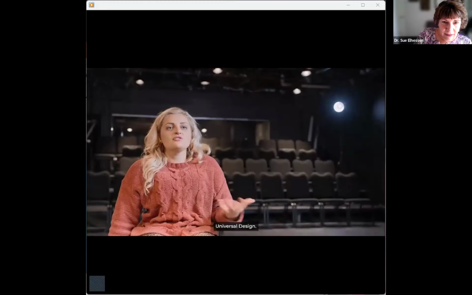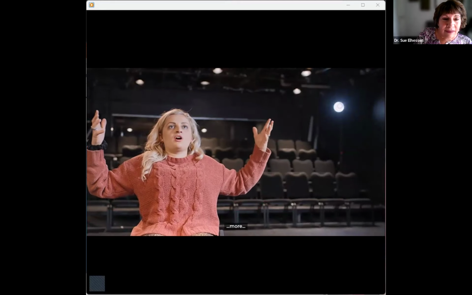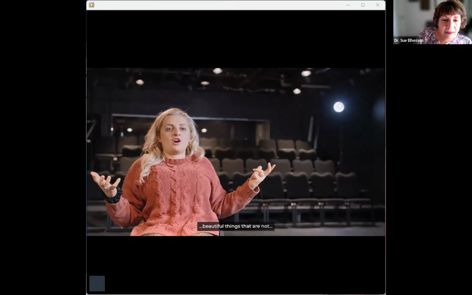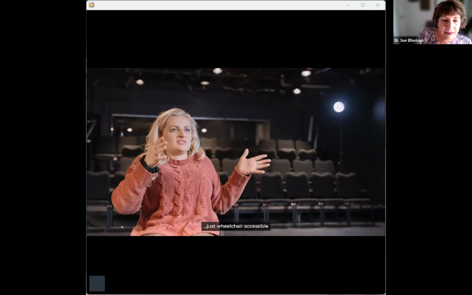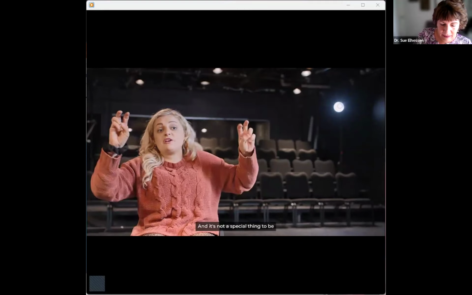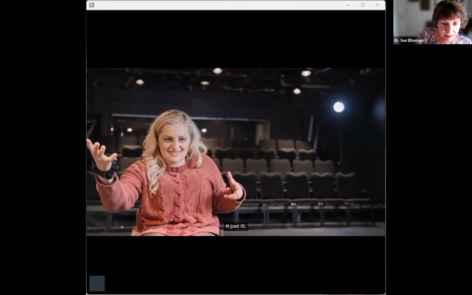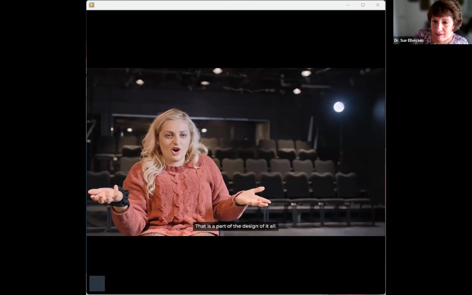What? Universal design is creating more beautiful things that are not just wheelchair accessible. They are accessible to all. And it's not a special thing to be making it wheelchair accessible. It just is. That is a part of the design of it all.